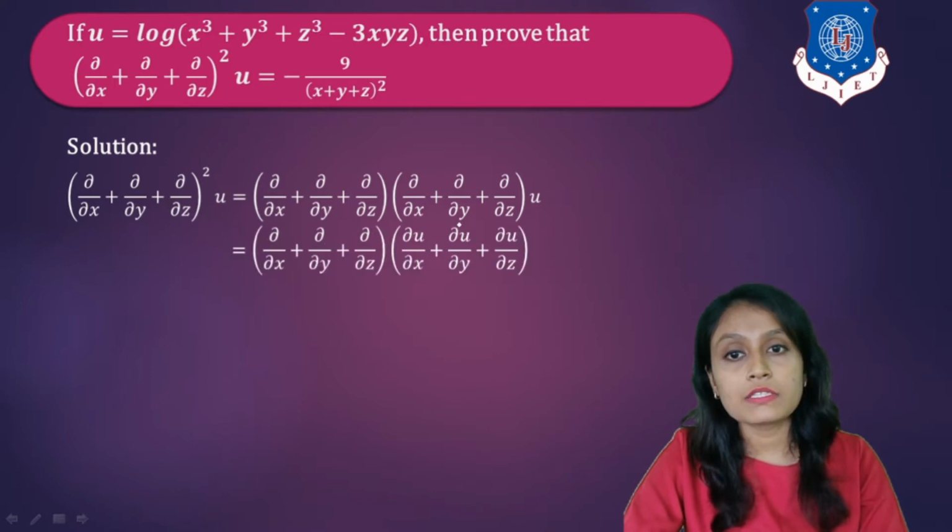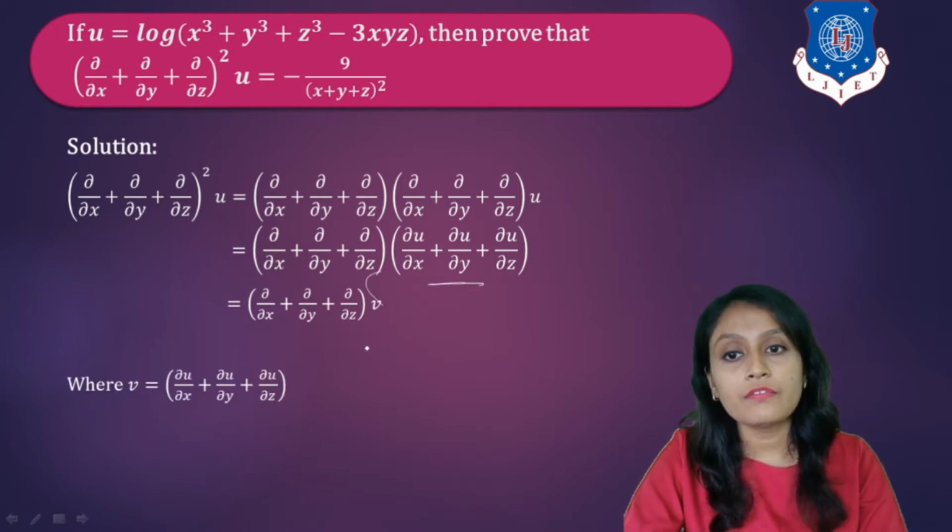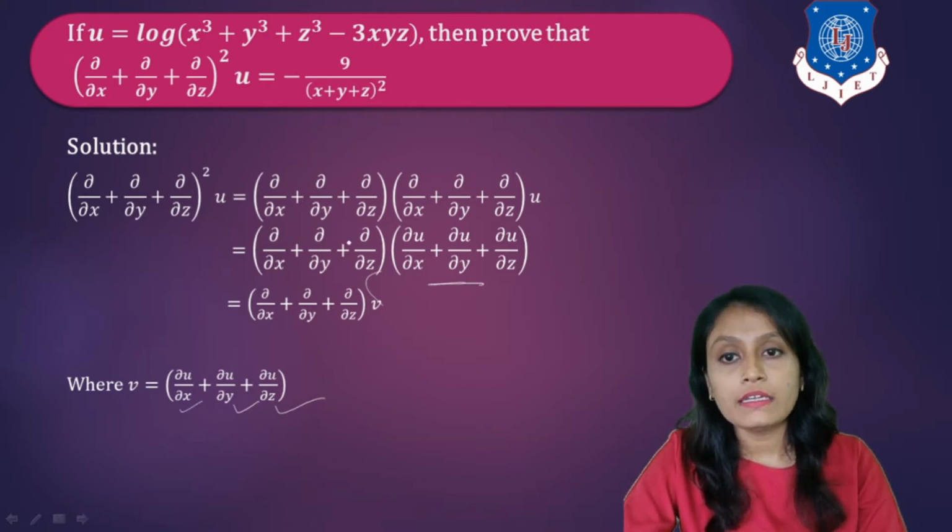Now multiply this u inside. So here you will get ∂u/∂x + ∂u/∂y + ∂u/∂z. Now we will name this ∂u/∂x + ∂u/∂y + ∂u/∂z as v, and we will solve this. So firstly we will solve ∂u/∂x, then ∂u/∂y, and then ∂u/∂z. Lastly add them. So you will get v, and then we will apply v here inside to get the final answer.